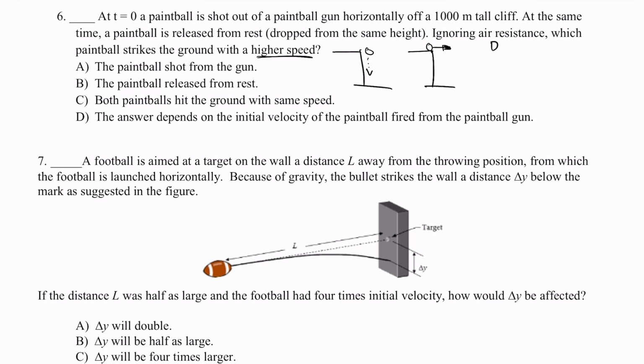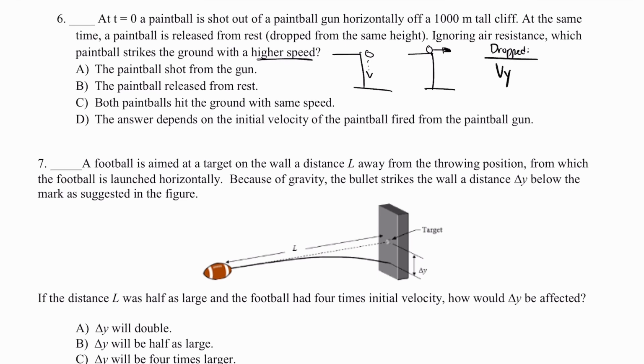Now, the dropped one only has one component of velocity, and that's a vertical velocity that is being increased by gravity. The one that is shot has the exact same Vy as the dropped one, but it also has a Vx because it is shot horizontally. So if I were to draw these as vectors, the dropped one is going to look like this. That's the Vy.